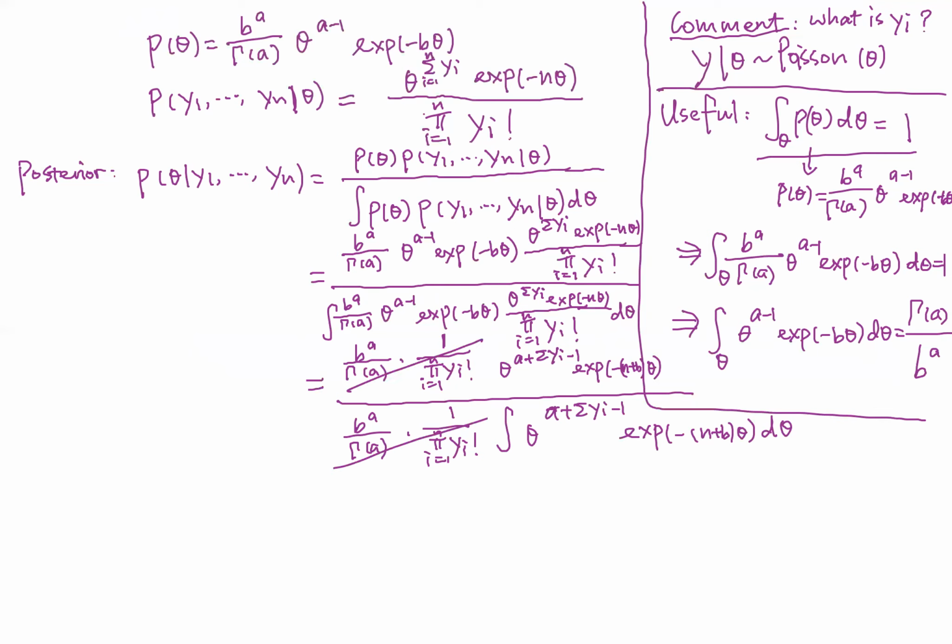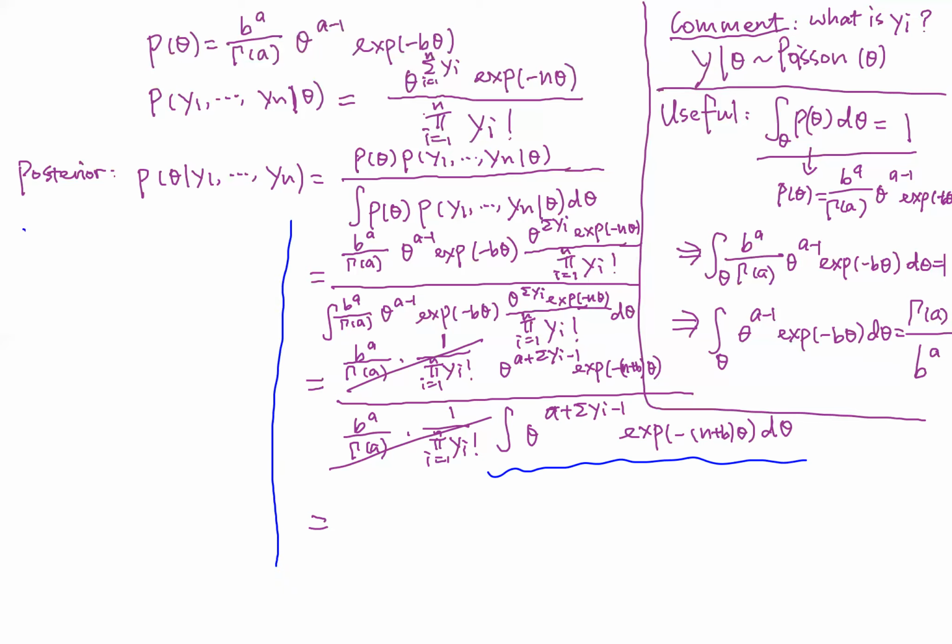I guess the next step is maybe the hardest one. But you see the trick, right? It's nothing very different from the beta case. So what are we going to do with this? You're going to multiply in the constant that you need for the gamma to integrate to one, and then multiply that as well. So you're going to multiply by one. Exactly. Okay, so let me just write it on the right.